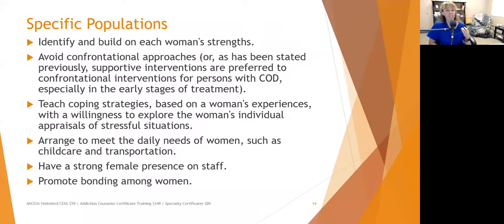Use a lot of solution-focused, strengths-based talk when you're working with women. Arrange to meet the daily needs of the woman, such as childcare and transportation, in order to increase treatment compliance. And have a strong female presence on staff that promotes bonding among women.